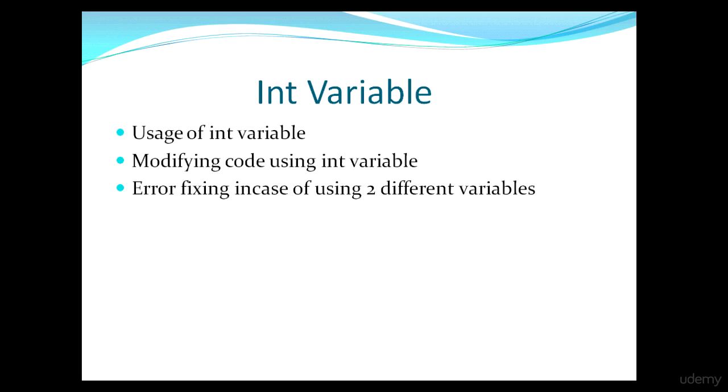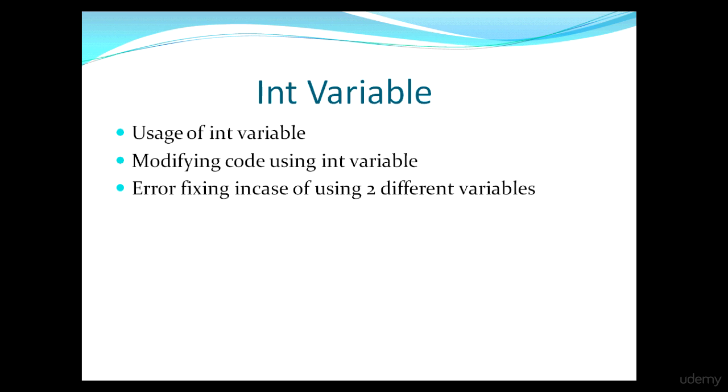As in the previous video we have seen the string data type, how we can declare a variable and use it. Now we'll see one of the most common, the int variable. So how you can use the data type int and declare a variable, and how you can modify the code using the int data type, and I'll show you some simple error fixing in case you are using two different variables. So let's start and begin by adding some more code to our previous code.